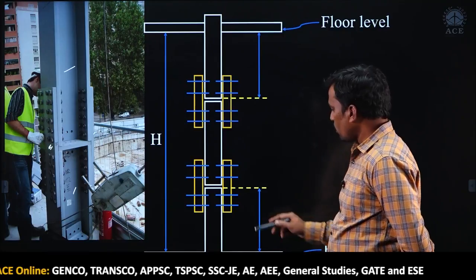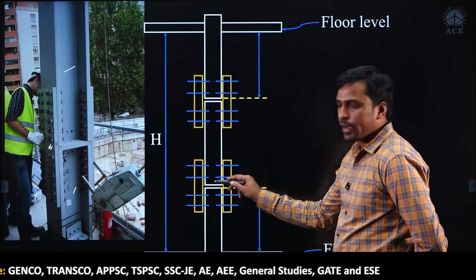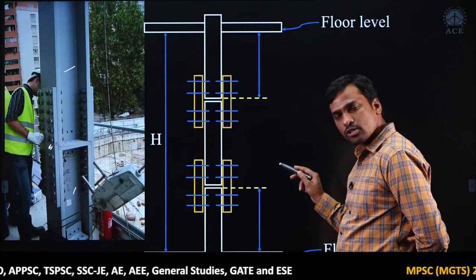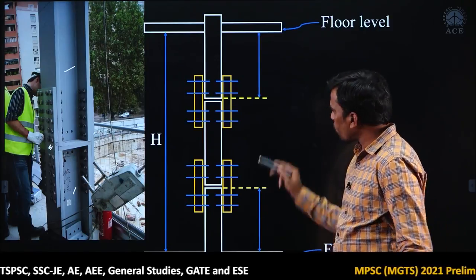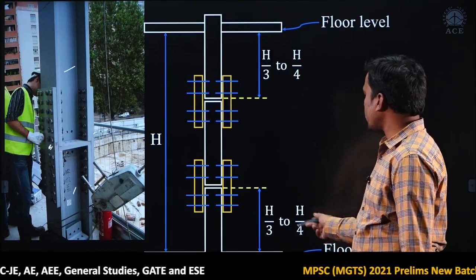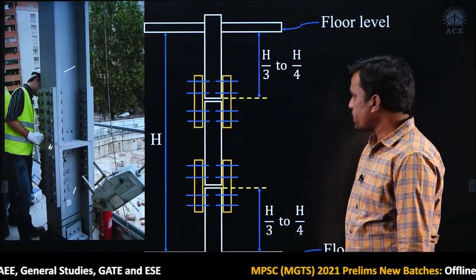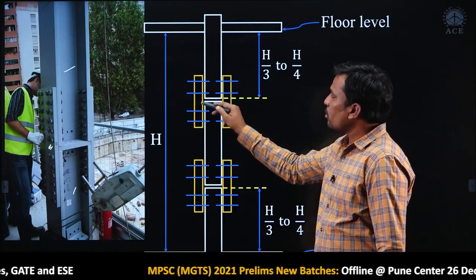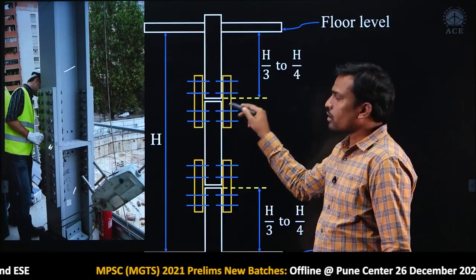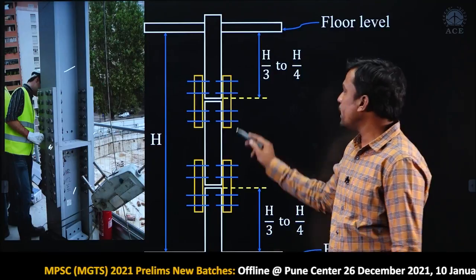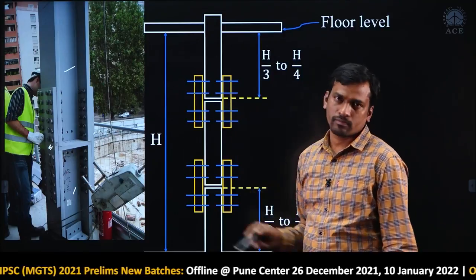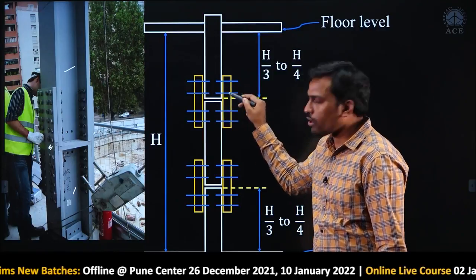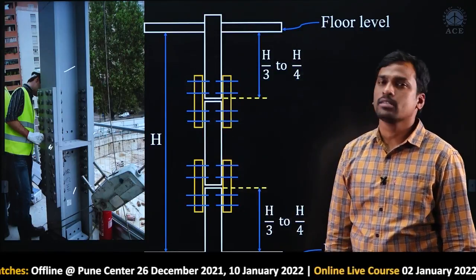Students, I told you we have to give the joint, splicing, at a distance of h by 3 to h by 4 from floor level. The reason is, at this distance you will get shear force not maximum and bending moment almost 0. At this depth bending moment is almost 0 and shear force is not maximum.